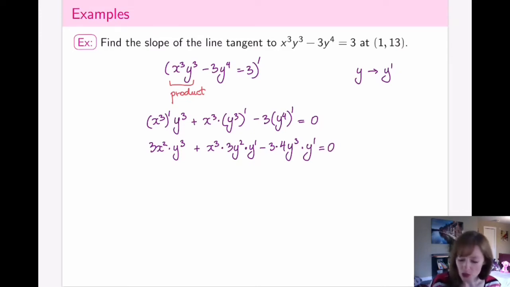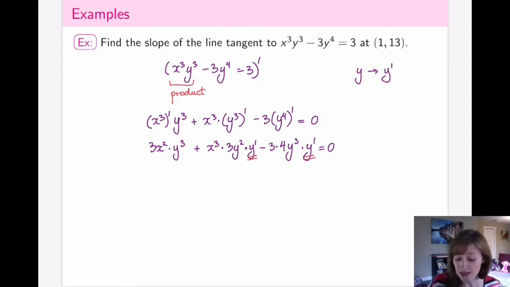Great. So let's go back and read what the question is asking. I would like the slope of the tangent line, so I'm after y prime at this particular point. Notice that y prime occurs in 2 spots, here and there. So if I were asked for y prime expression in general, I can just isolate those 2 terms on the left-hand side, solve the entire thing for y prime.